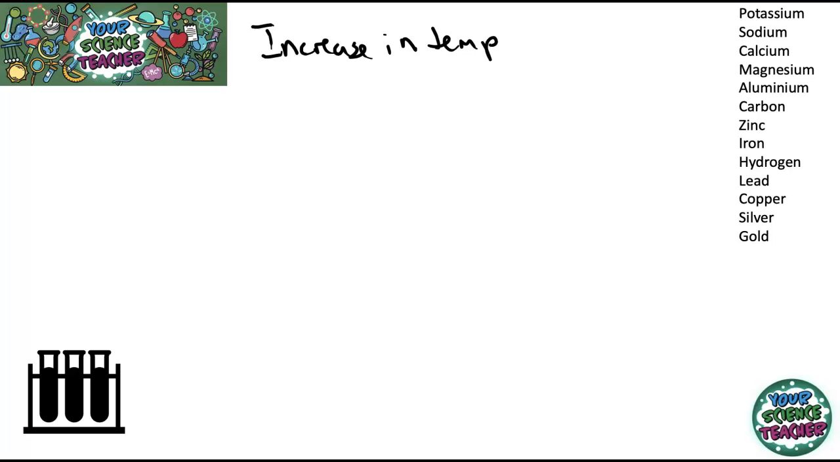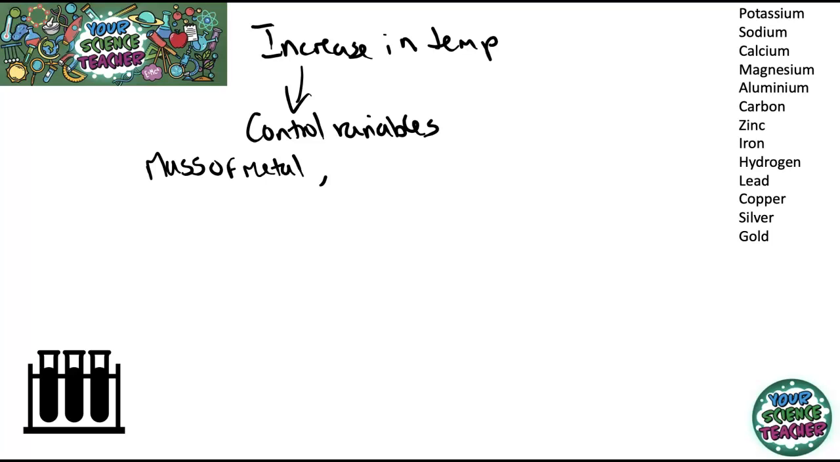Now, the key thing is thinking about what you're going to have to control in this practical. Your control variables are going to be really important. So what are you going to need to keep the same in order to have a fair test? Well, you're going to need to keep the same the mass of metal that you add each time. You're also going to need to control the amount of acid and also the starting temperature of that acid as well.